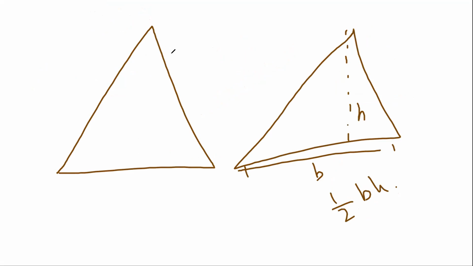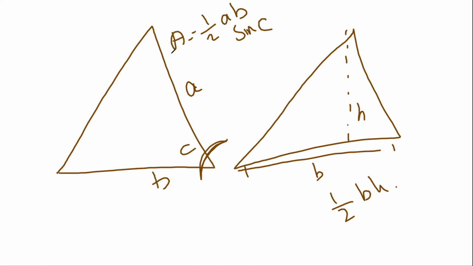Today, if you have the length of this side, name it A, and the length of this side, which is B, and an included angle between them, which is C, then our area will be half AB sine C. Here it is, this is half AB sine C.